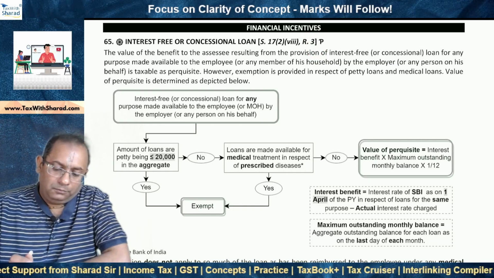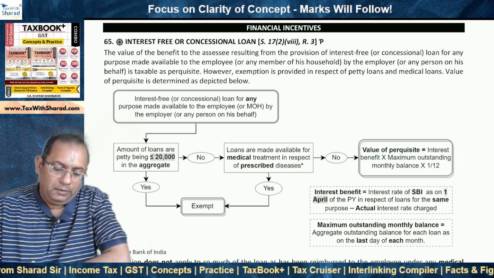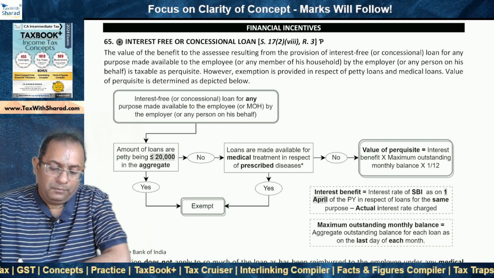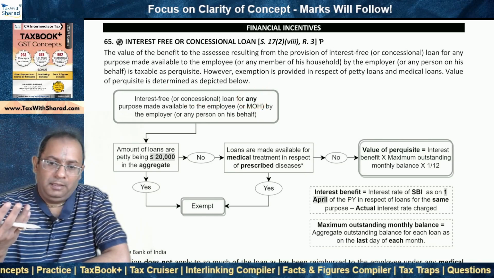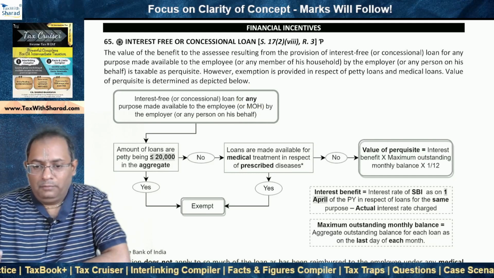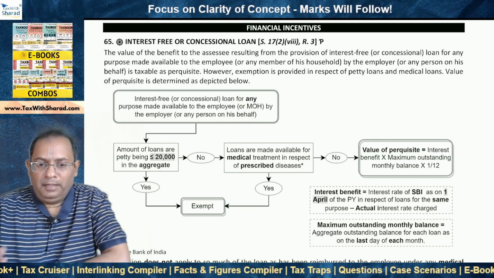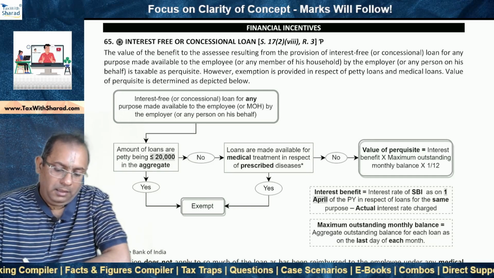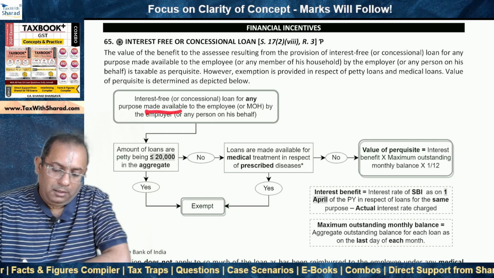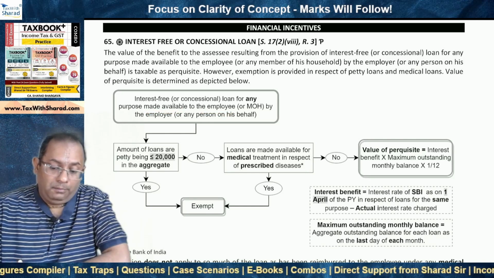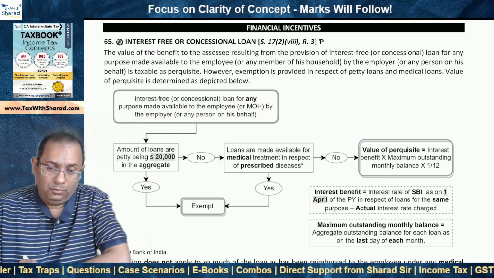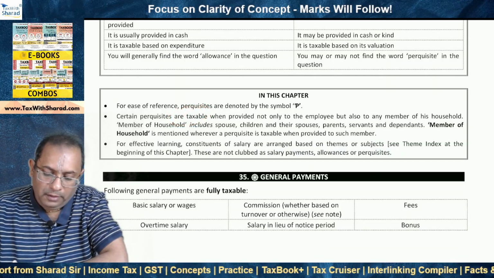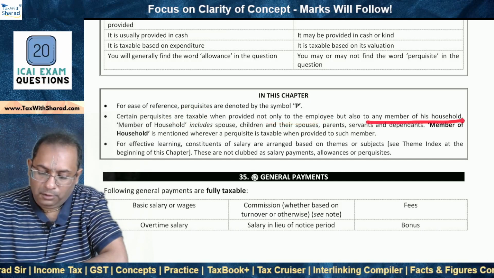Okay. Now, we need to figure out whether any interest-free or any concessional loan for any purpose, so the purpose can be any purpose. The employee may want to go on a vacation, may want to undergo medical treatment, may want to buy a refrigerator or car or whatever. The purpose can be any purpose. If it is made available to the employee, not only to the employee but also to the member of his household. Now, what is the member of household? Certain perquisites are taxable when provided not only to the employee but also to any member of his household.